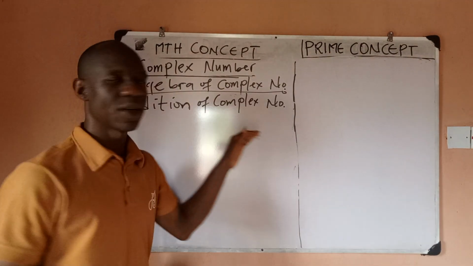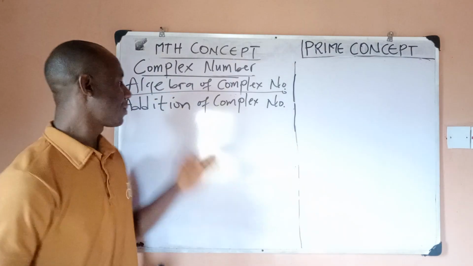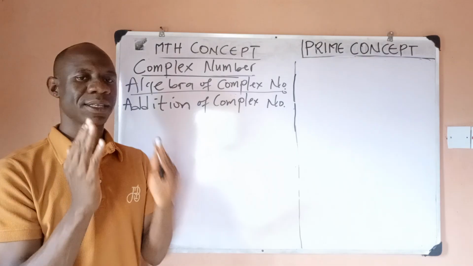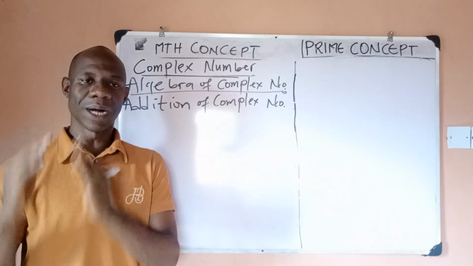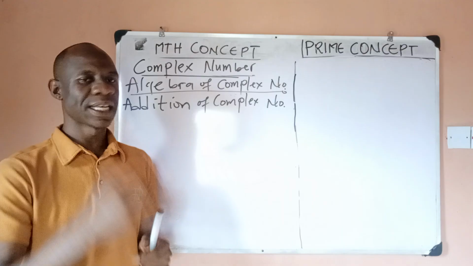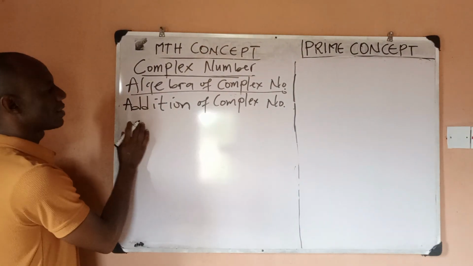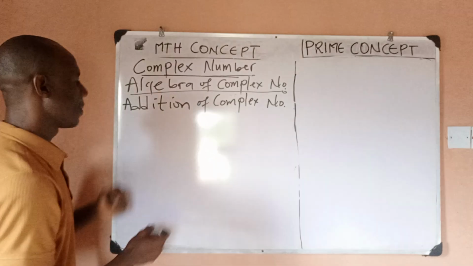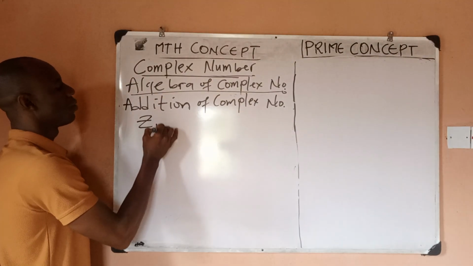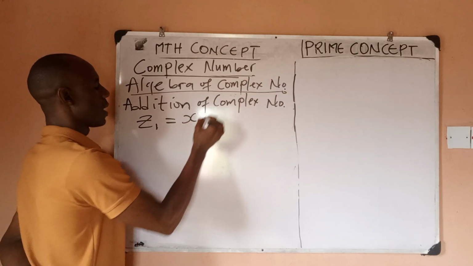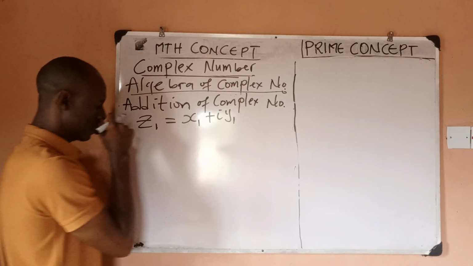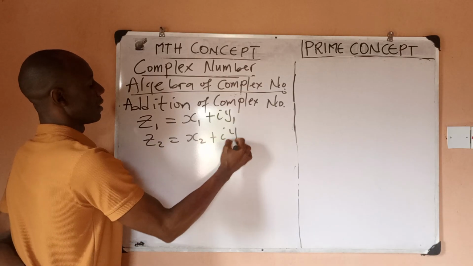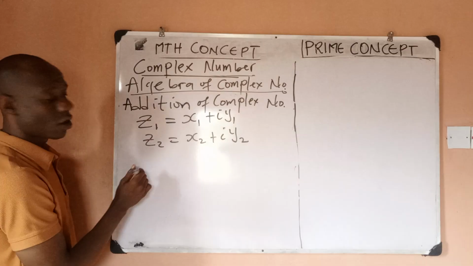Alright, now we want to consider the addition of complex numbers. When two complex numbers are added, you add their corresponding real parts, and then you add their corresponding imaginary parts. That is how to add complex numbers. So we're going to look at, say, z1 is equal to x1 plus iy1, and then z2 equals x2 plus iy2. So we have these two complex numbers.